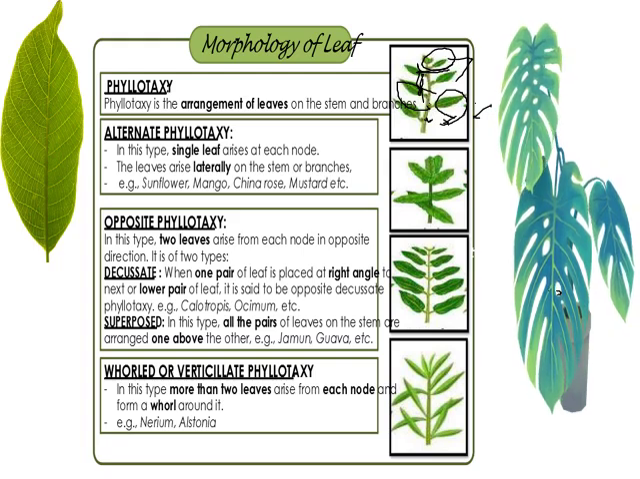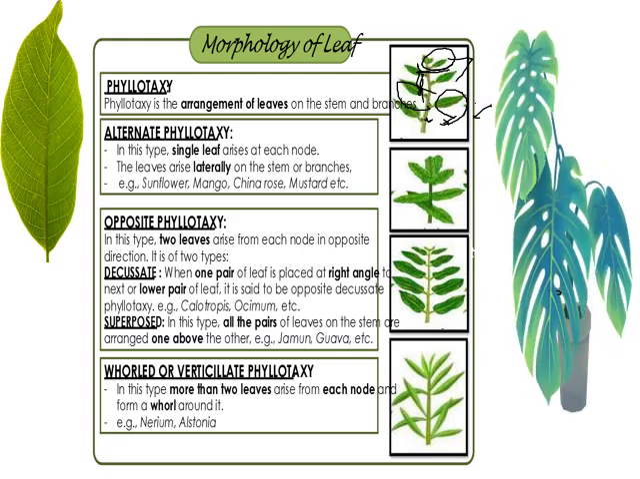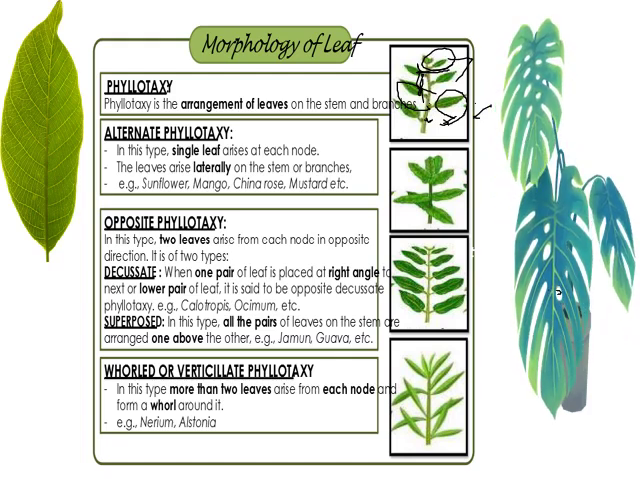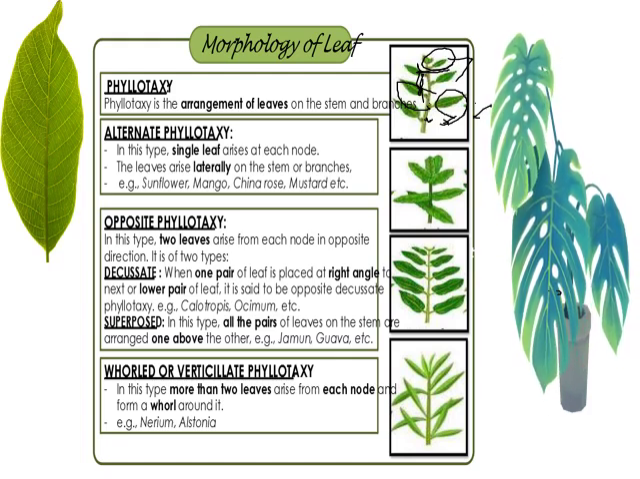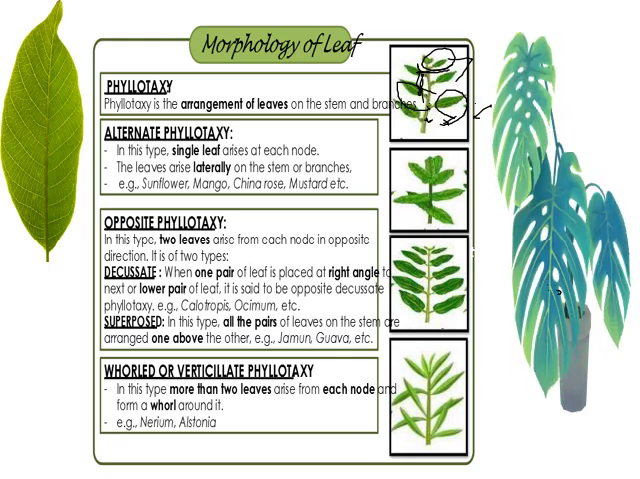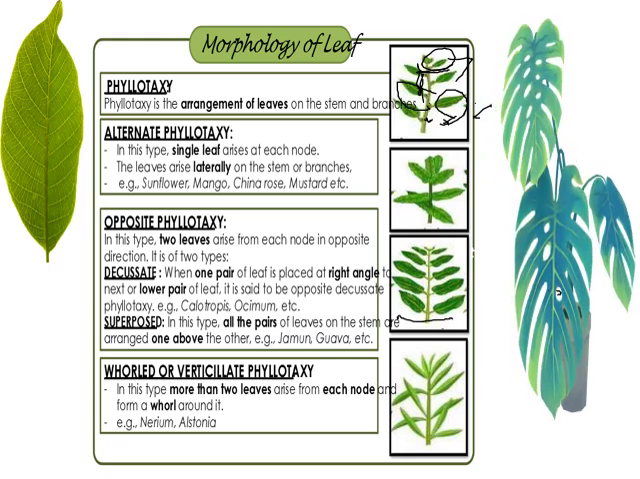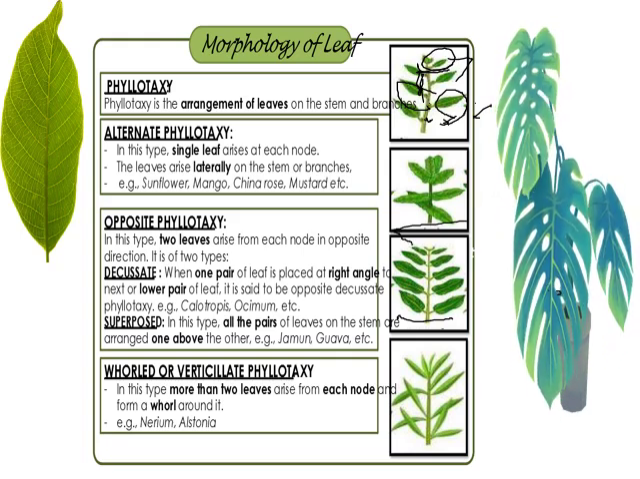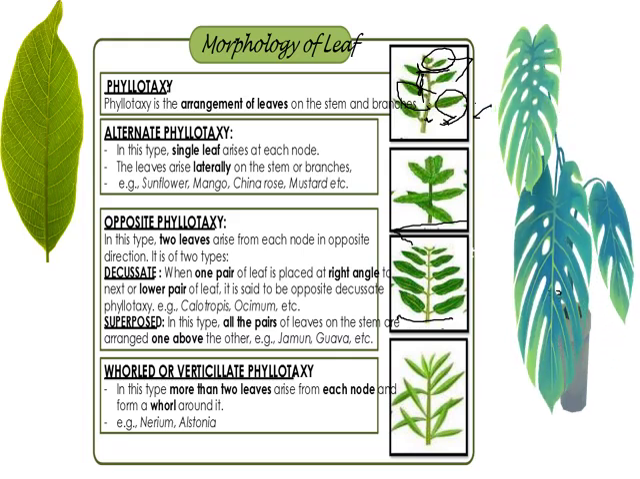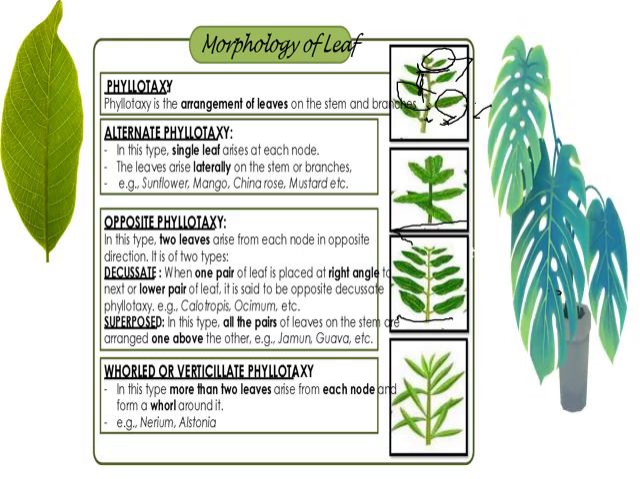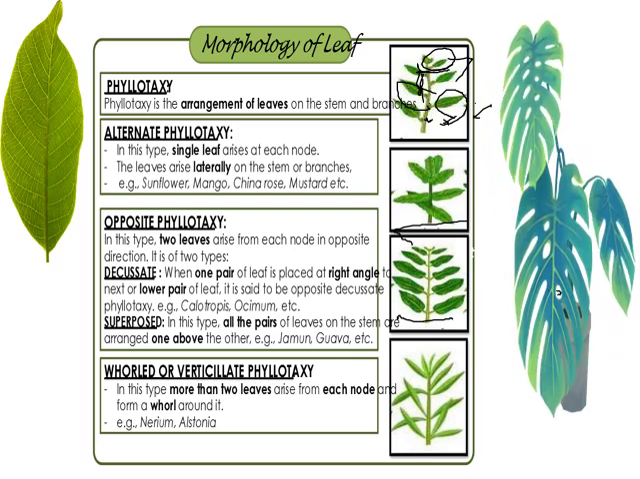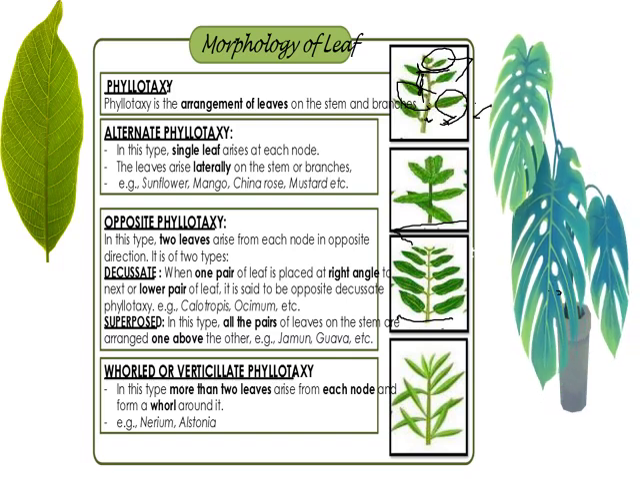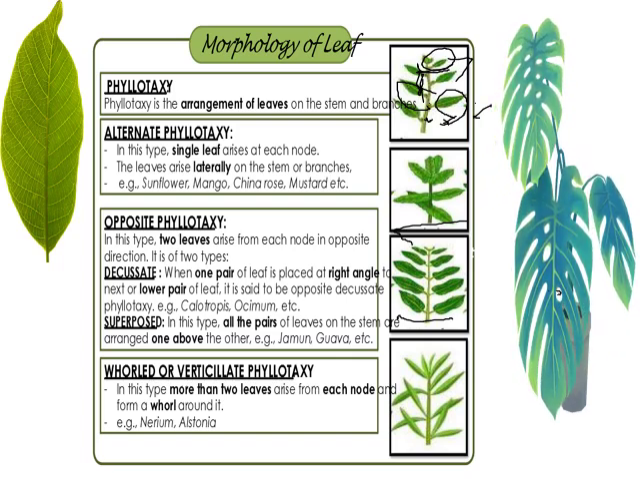The next is opposite phyllotaxy. In this type, two leaves arise from each node in opposite directions. Here we have an example of opposite leaves. This and this also. The opposite phyllotaxy is further classified into two forms: one is decussate and the other is superposed. Decussate is when one pair of leaves is placed at right angle to the next or lower pair of leaves.